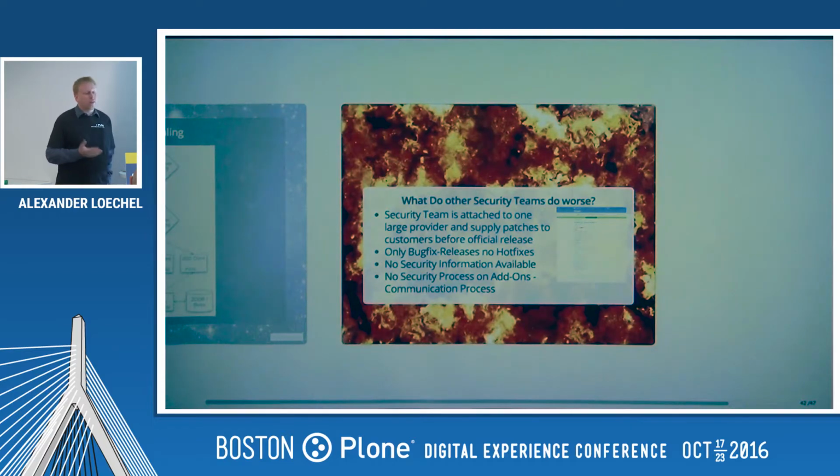Also, in some communities there is no security information available about what's done, or there's no security process on add-ons. And we see in those communities the add-ons are the major vulnerabilities.